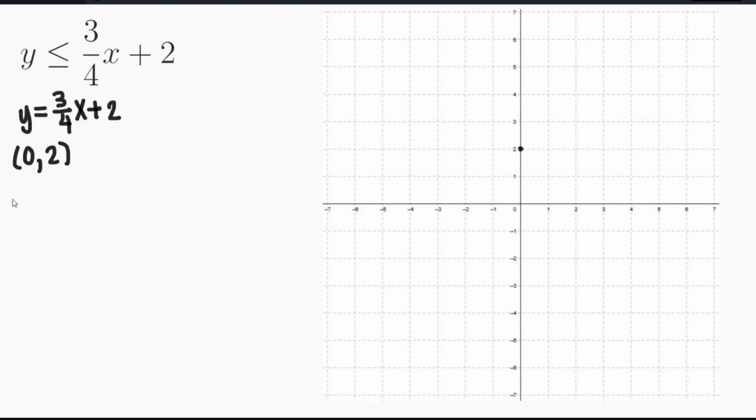Our slope is 3/4. So rise over run is 3/4. That means that if we go 4 to the right, we go 3 up. So let's go 4 to the right and let's go 3 up. And let's also do it on the other side. So if we go 4 to the left, we go 3 down. That brings us here. Now, let's graph our line.